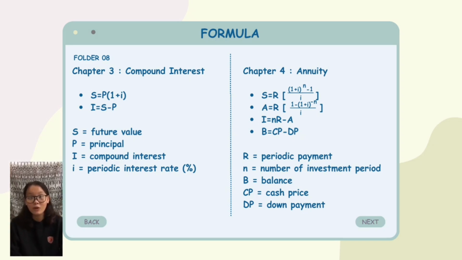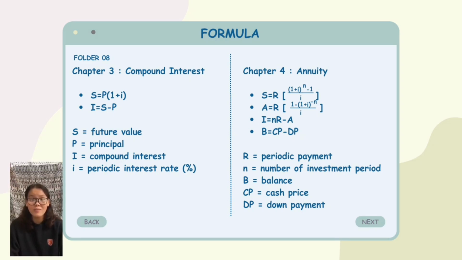We have finished talking about the formulas used for case study 1. We will be moving on to case study 2, which is chapter 4. The formula used to solve case study 2 is S equal to R, bracket, another bracket, 1 plus I, bracket, the power of n, minus 1 over I, bracket. That's the formula to find S. While for A, the formula used is A equal to R, bracket, 1 minus, bracket, 1 plus I, the power of negative n, over I, and bracket.